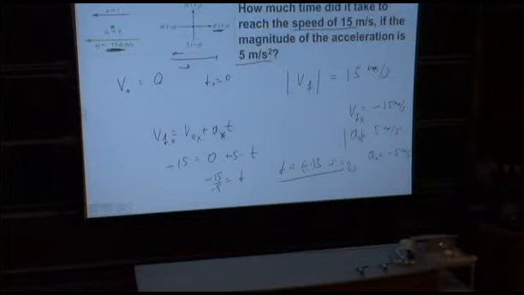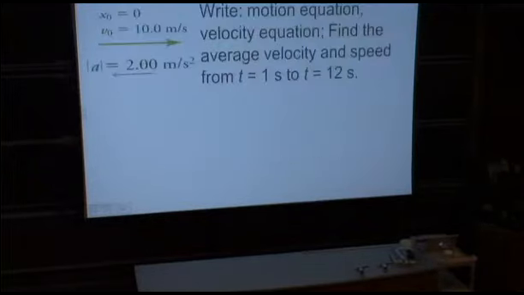So this is an illustration of the fact that every vector has a certain component, and if it's a negative component, we have to use a negative number when we use the velocity equation or the position equation, the motion equation. All right, what's happening here? Well, now we know.